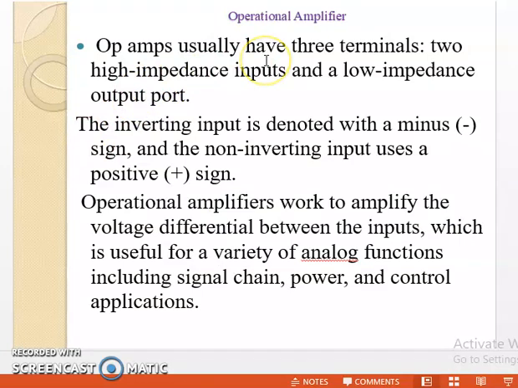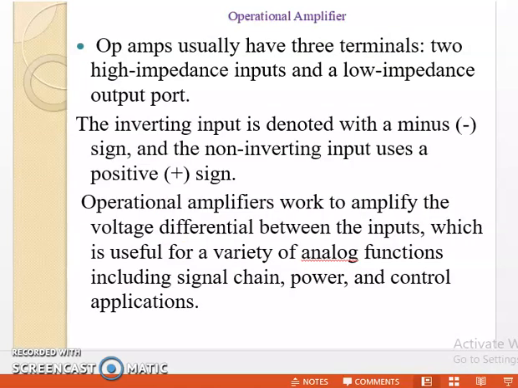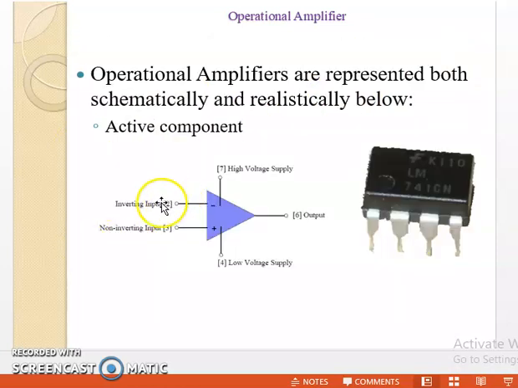Operational amplifiers usually have 3 terminals. What are those? 2 inputs and 1 output terminal. 2 high impedance inputs and a low impedance output. Here the input impedance is high, and the output impedance is low.